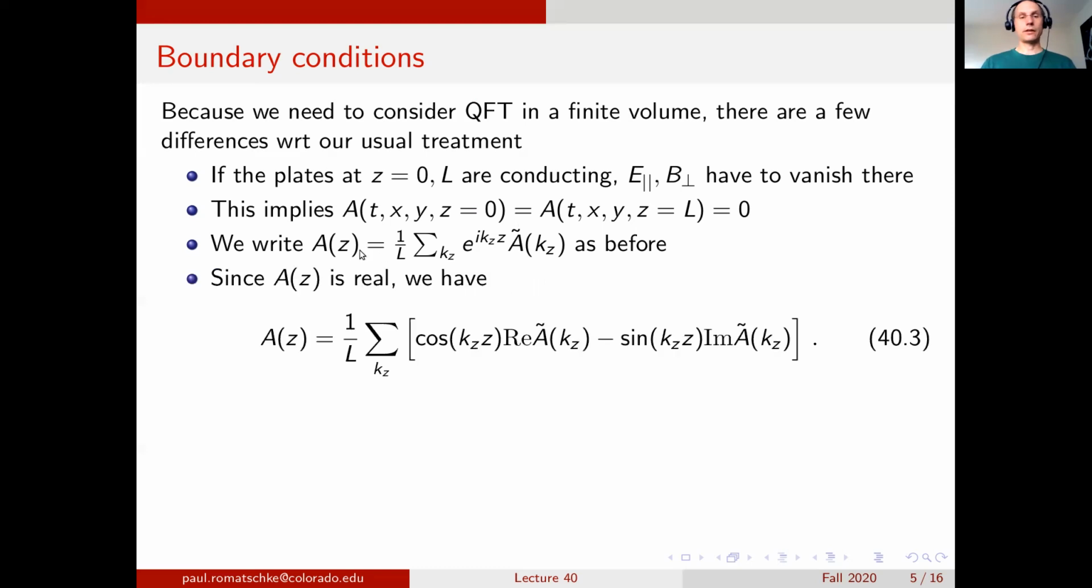The gauge field is real. That means that some of these components here must cancel out. In particular, we can write A_z as the cosine of k_z z times the real part of A minus the sine of k_z z times the imaginary part of A.